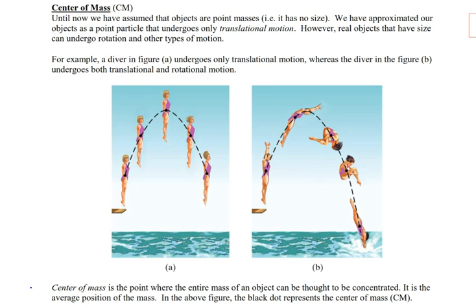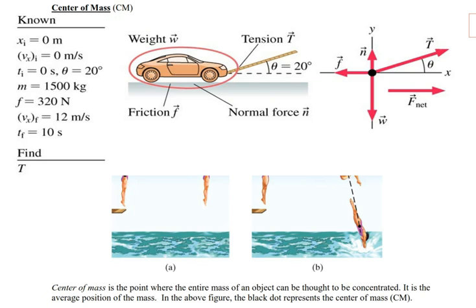We also used the center of mass when we drew our free body diagrams. Here's an example of this situation. We have a car being pulled by a rope. And we drew the car, that system of the car, as a single point. Again, we assumed all of the mass was concentrated at one single point called the center of mass.